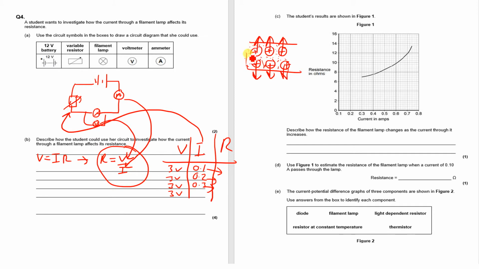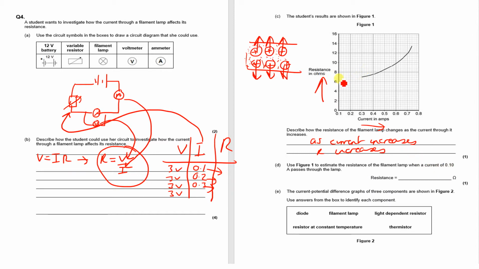Current is just the flow of charge through the wire, the flow of electrons, and as they flow they must collide with the metal ions. If you have more electrons moving through the wire, you're going to get more collisions. So more electrons is more current, and therefore you're getting more collisions, which is more resistance. So how the resistance of the filament lamp changes: as current increases, resistance increases. Use figure 1 to estimate the resistance of the filament lamp when a current of 0.1 passes through.